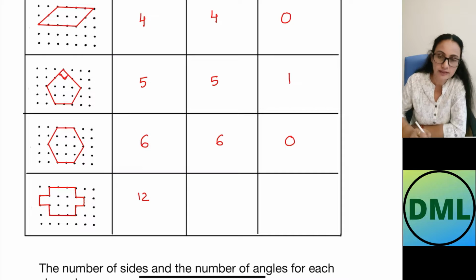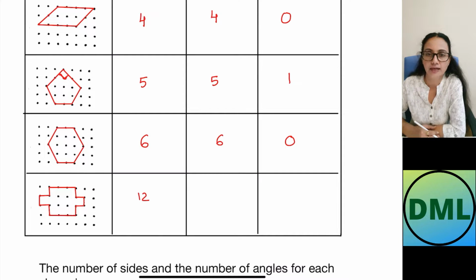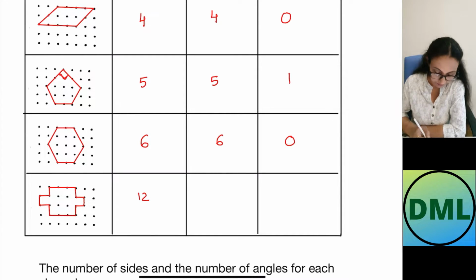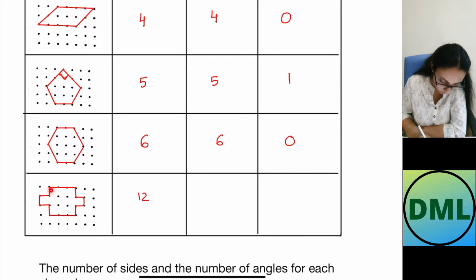How many angles do we have? Can we calculate the angles? 12, right? 1, 2, 3, 4, 5, 6, 7, 8, 9, 10, 11 and 12 angles we have. Let's write the value 12.